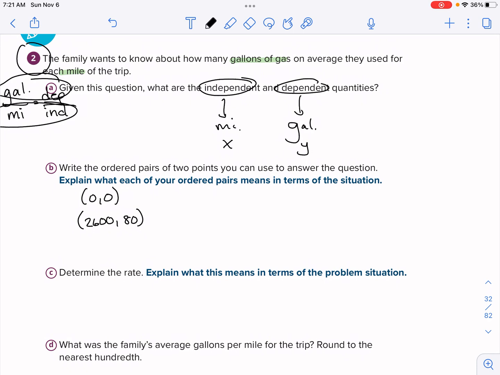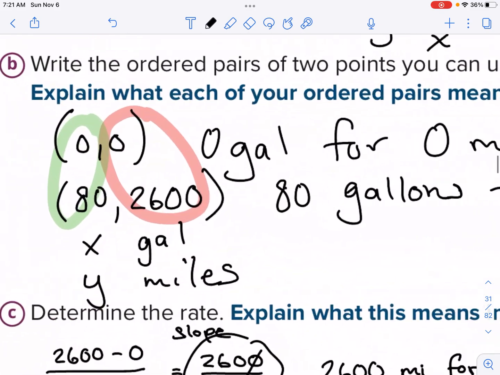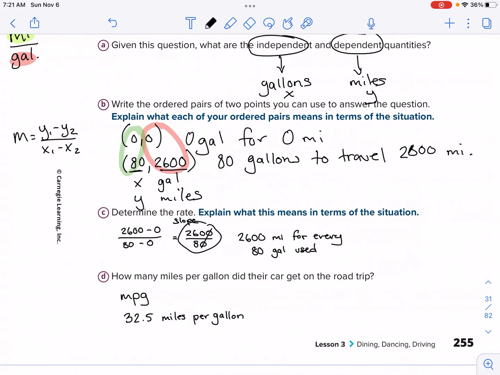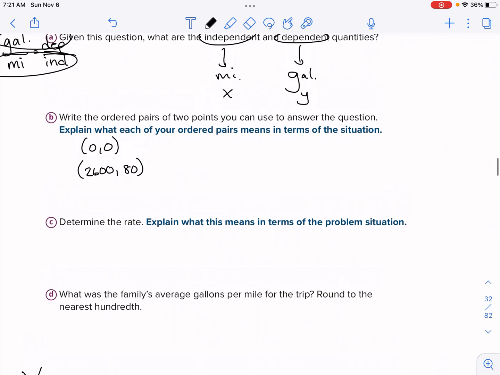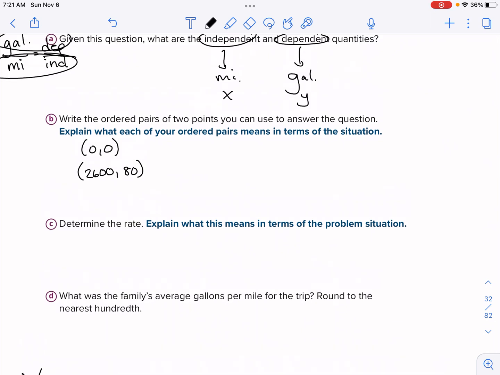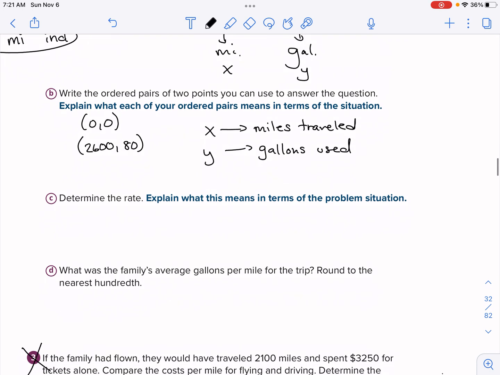So I'm going to go back real quick. That was here. Notice how we have 80 in front of the 2600. Anyway, I like writing it vertically there because that's going to help us compute the slope formula. But let's finish this off. Let's write out the variables. So X is represented by miles traveled, and Y is gallons used.